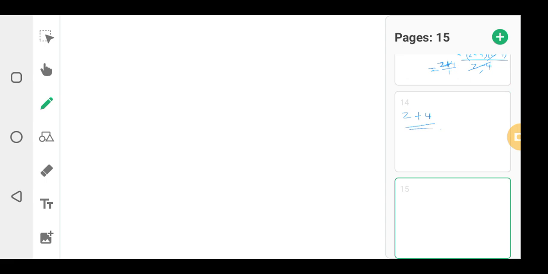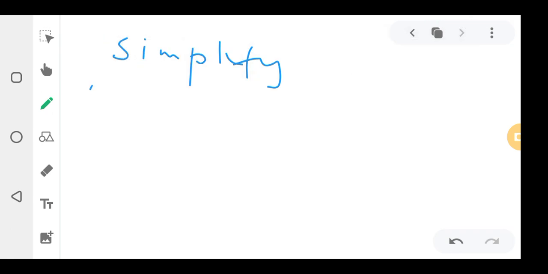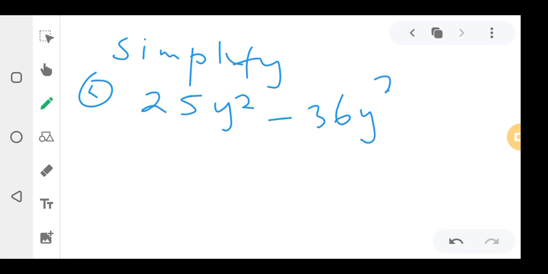So you continue solving like that. Sometimes they can give you numbers like, they can say simplify. The first question, they can say simplify 25y squared minus 36y squared. Have you seen these are all factors of one another?